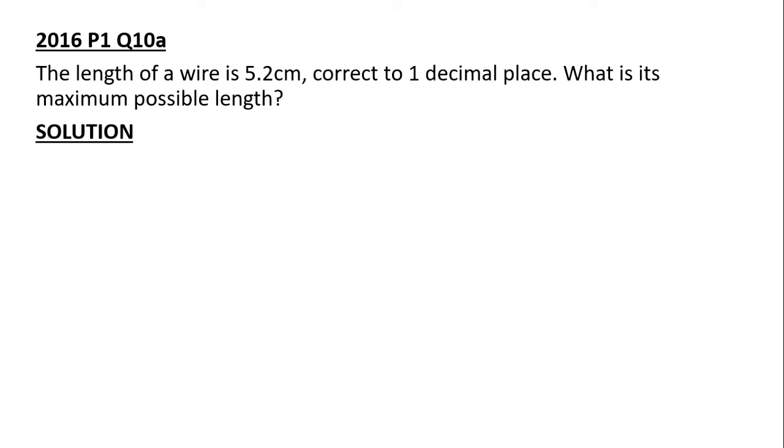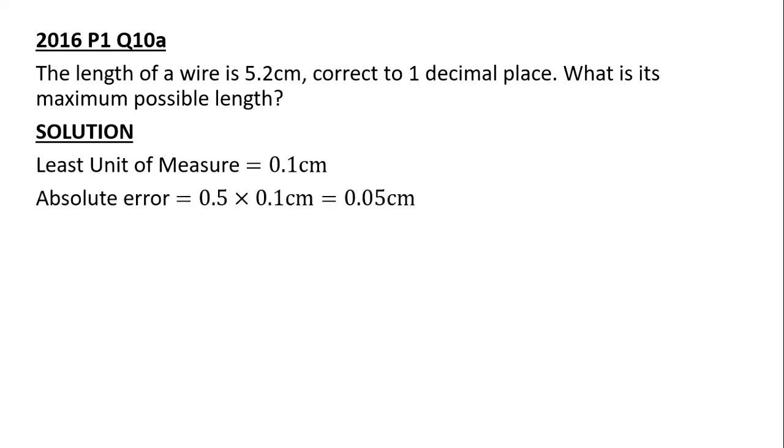2016. The length of a wire is 5.2 centimeters correct to 1 decimal place. What is its maximum possible length? Since the question was given with 1 decimal place, our least unit of measure will be 0.1. So we'll say least unit of measure equals 0.1. Then we have to find the absolute error. The absolute error is half of the least unit of measure. So we'll say absolute error equals half, which is the same as 0.5. 0.5 times 0.1 is giving us 0.05 centimeters.